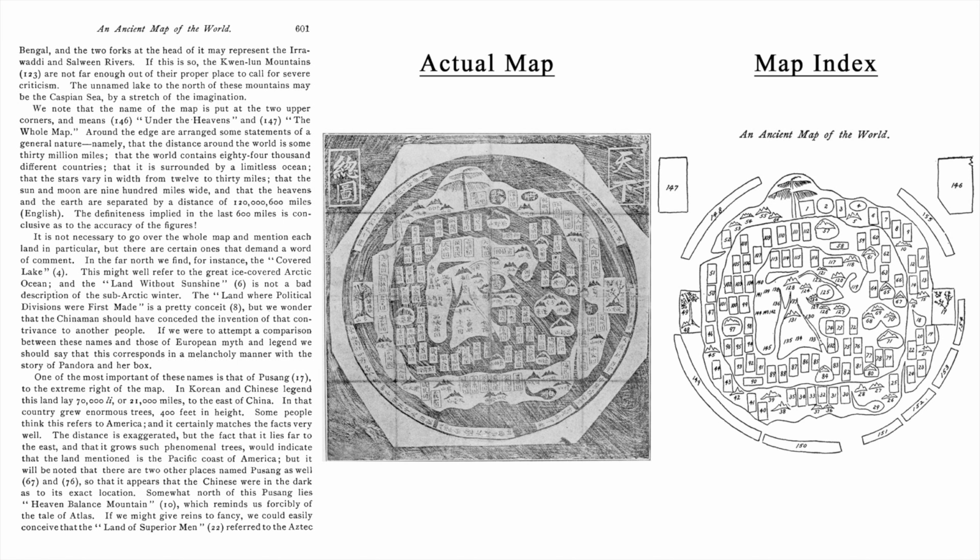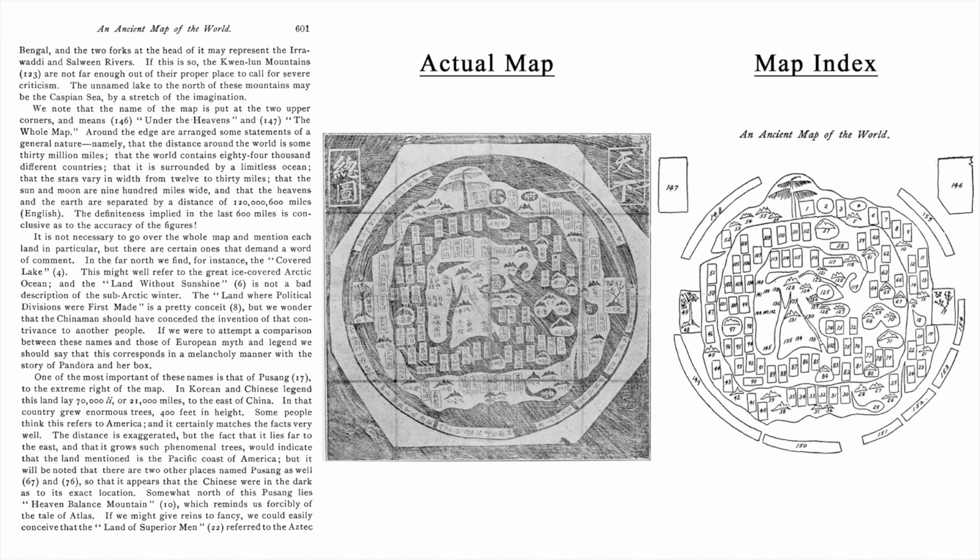Around the edge are arranged some statements of general nature, namely, that the distance around the world is some 30 million miles, that the world contains 84,000 different countries, that it is surrounded by a limitless ocean, that the stars vary in width from 12 to 30 miles, that the sun and moon are 900 miles wide, and that the heavens and the earth are separated by a distance of 120 million and 600 miles.